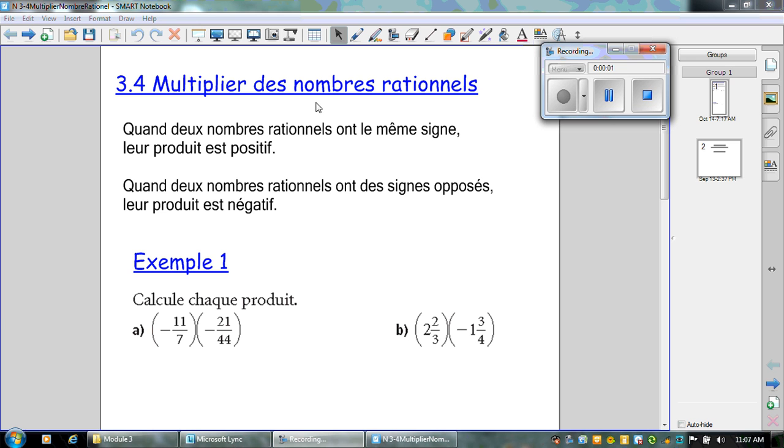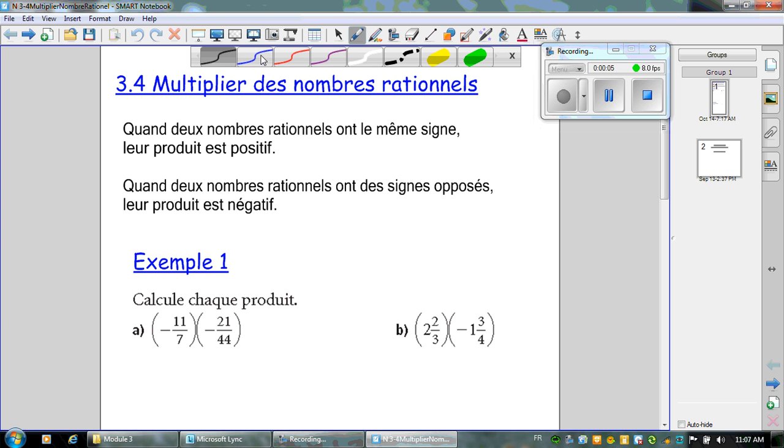We're going to look at multiplying rational numbers, so multiplying fractions. So the first thing that you need to know is that when you're multiplying two numbers that have the same sign, the answer, the product, is going to be positive. So for example, if I'm multiplying two positive numbers, the answer is going to be positive. If I'm multiplying two negative numbers together, the answer is going to be positive, sorry. So two positives multiplied together is going to be positive, and two negatives multiplied together is going to be positive.